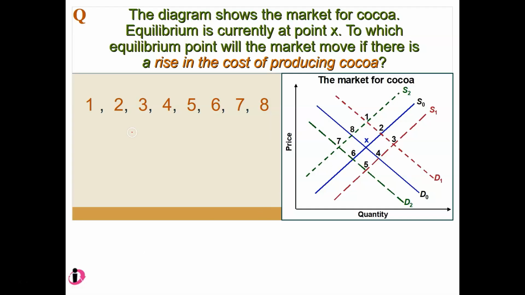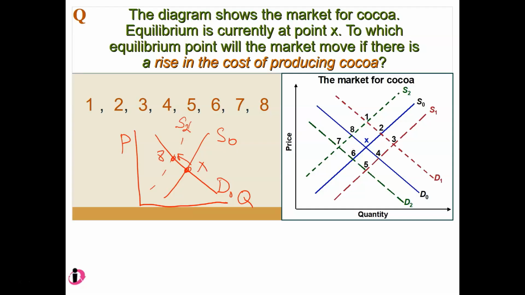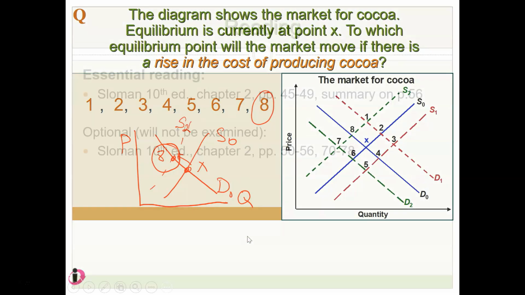Let me just draw you a diagram to make it slightly clearer for you to understand. So this is price, this is quantity, this is our original demand and supply, D0 and S0. Then we experience a shift in the supply curve upwards. So our new supply curve is now S2, which means that we move from point X to point 8. 8 is our new equilibrium. So the answer is 8. This is how you should tackle this question.